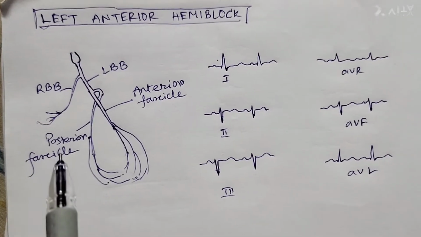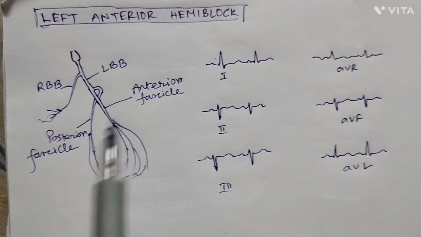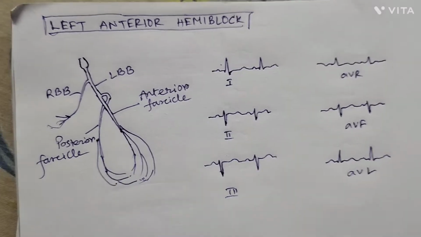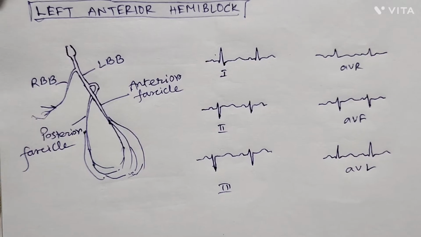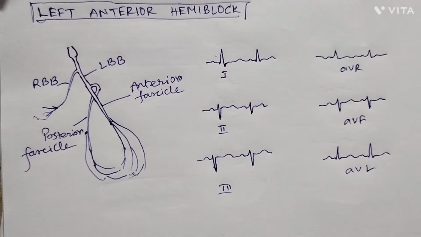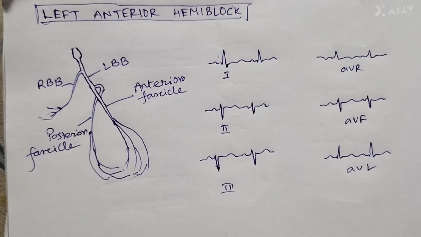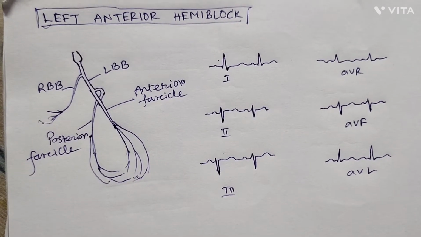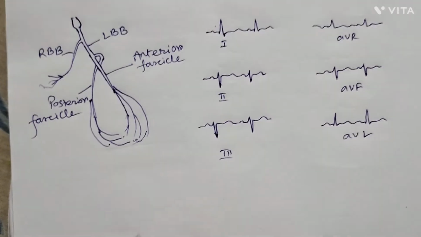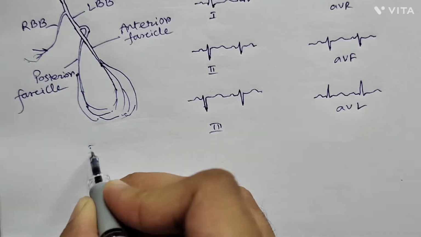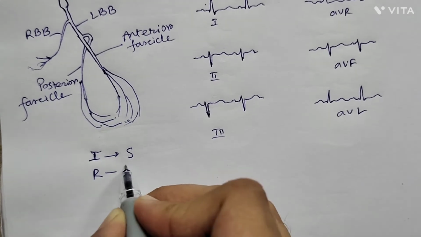As the depolarization of the left ventricle occurs only through the posterior fascicle and the anterior fascicle is basically not working, the direction of the vector of ventricular depolarization is directed from the inferior surface of the heart to the superior surface, and also from the right side to the left side of the heart. This direction is very important.